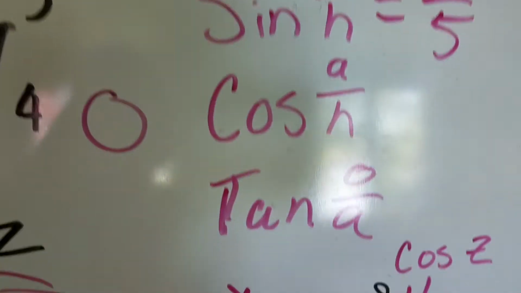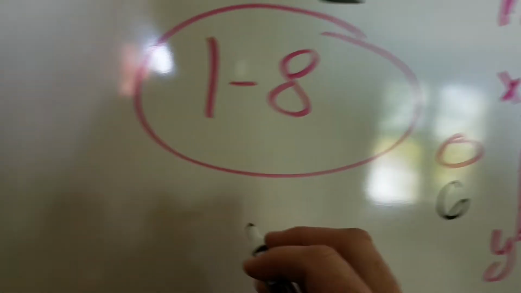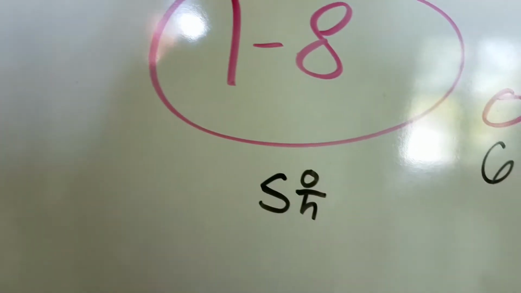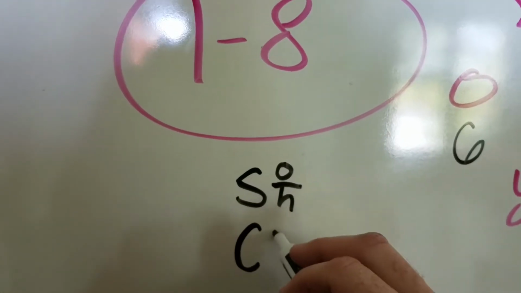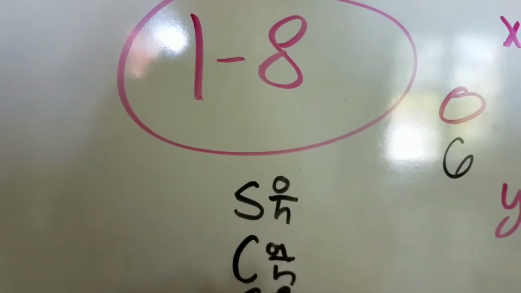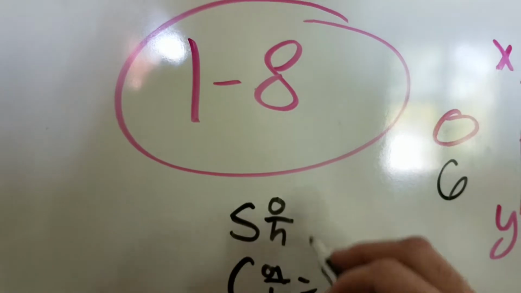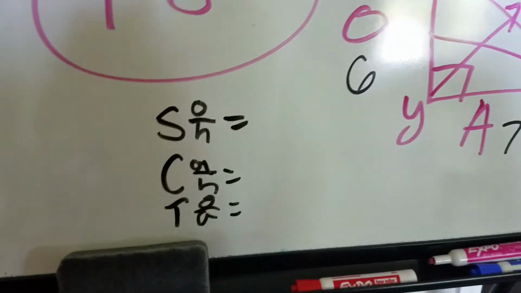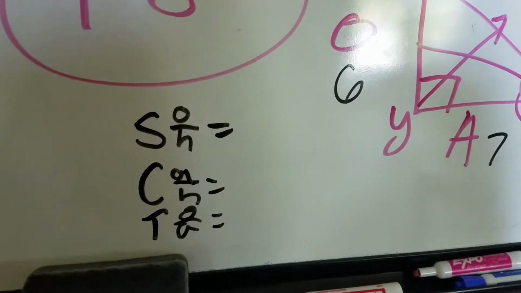Well, what is cosine? Sine, cosine, tangent. If I have to, go ahead and write down: sine is opposite over hypotenuse, cosine is adjacent over hypotenuse, and tangent is O over A. Soh Cah Toa. Remember Soh Cah Toa? We talked about it like crazy.